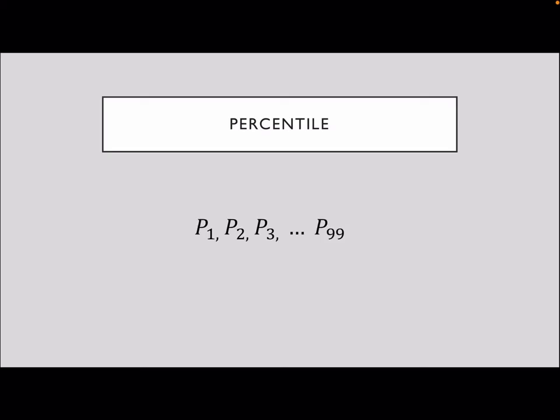What is a percentile? We can analyze large data more easily and effectively when we divide the data into small parts, which is known as a percentile. A percentile is a value that divides a set of data into 100 equal parts, and it is represented by P1, P2, P3, and so on.